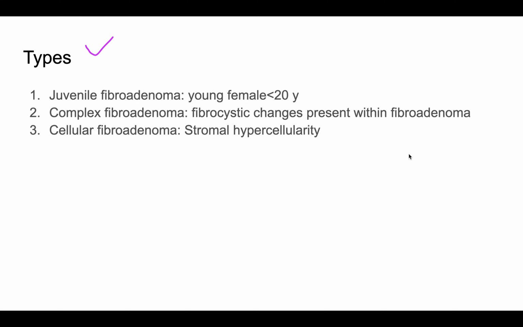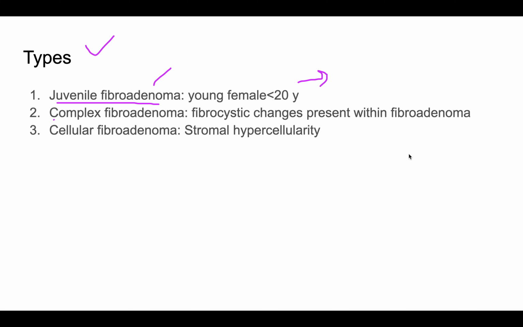Now types will depend upon certain things. There is a type known as juvenile fibroadenoma. What does it mean? Juvenile stands for young population. Sometimes you can see fibroadenoma in a very young population, like 15 to 20 years of age, even 13 years of age. That term is known as juvenile fibroadenoma. Here the growth of the tumor can be more. It is totally benign, but the term juvenile fibroadenoma is given.